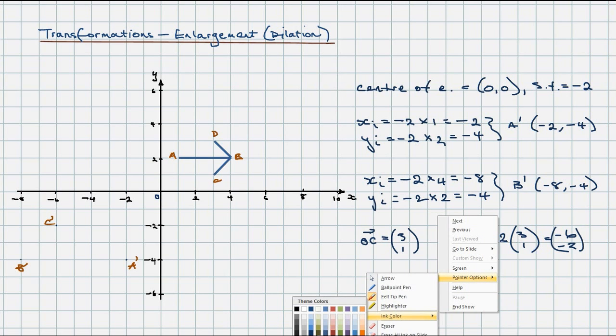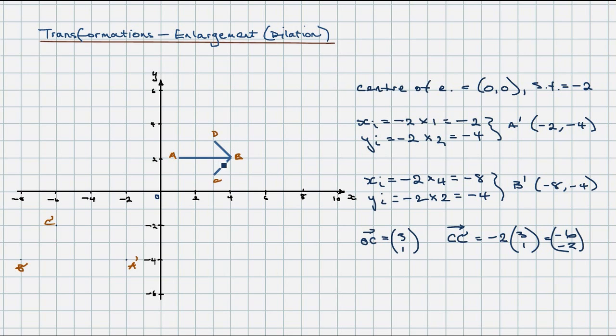Finally, with D, we can go straight ahead now and write D to D prime, like that. That's going to be negative 2 times the vector to D, so that's 3, 3. That gives us minus 2 times 3, minus 6. Minus 2 times 3 is minus 6 again. So we should find D prime at minus 6, minus 6. So that looks about right.